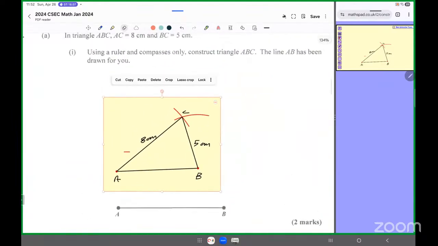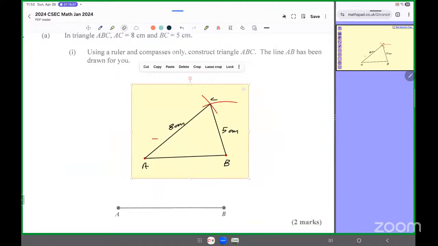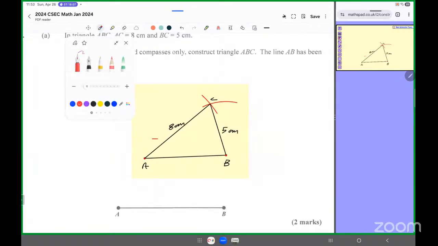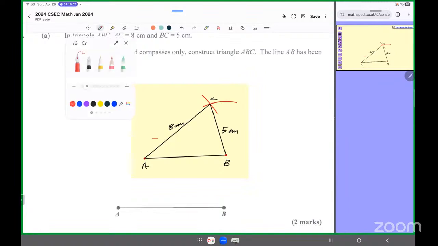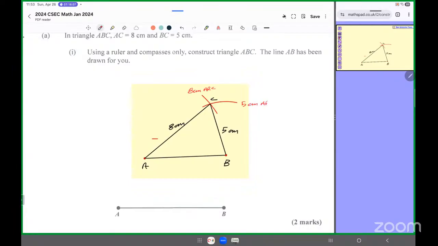So basically that's how we're supposed to do it. Then after you do that, you measure. So this arc is an 8 centimeter arc, and this one is a 5 centimeter arc. No, wrong, other way around. This one is the 8 centimeter arc, and it's drawn from A. And this one is a 5 centimeter arc, and it's drawn from B.